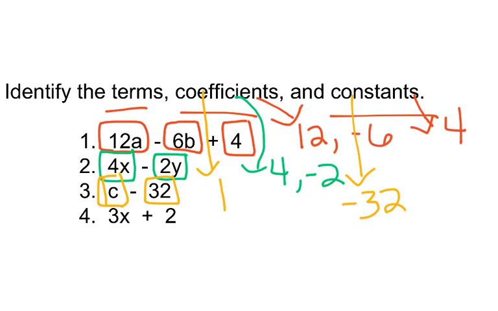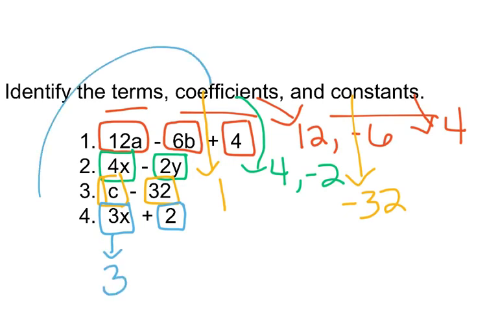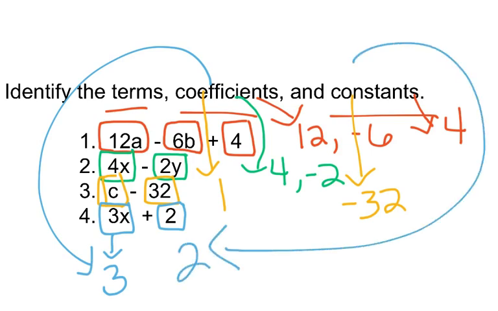All right, on the last one, we have two terms, 3x and 2. We have one coefficient, which is 3. And we have one constant, which is 2. Now that slide is all messy.